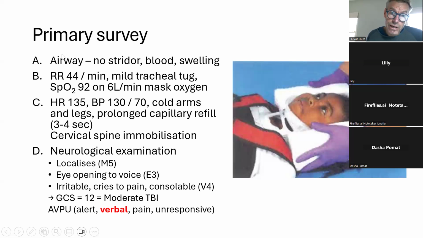The next thing you do, airway, breathing, circulation, and cervical spine immobilization, and you just try to immobilize the cervical spine so that there is no prospect of ongoing injury. You then do the neurological examination, and to start with that really just consists of the Glasgow Coma Score and looking for focality, seeing if there's any asymmetry of movement. So this boy, he couldn't obey commands, but he was able to localize. So he got 5 for the motor score.